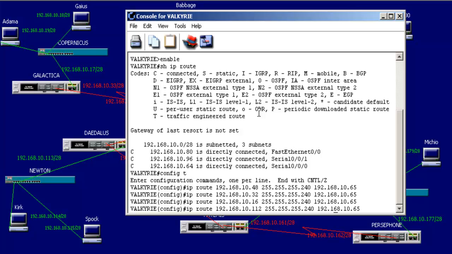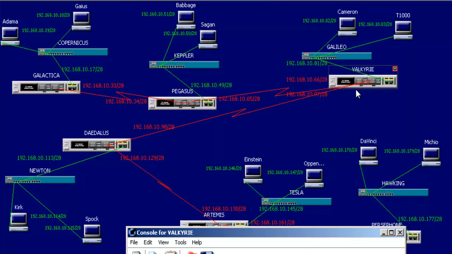Again, we'll start with 112, but that's going to be on its serial connection here on network 96, right? It's 97. The nearest adjacency to get it to the higher subnets is going to be on the other router here, and that's 98. So we have to send all that traffic to 192.168.10.98.